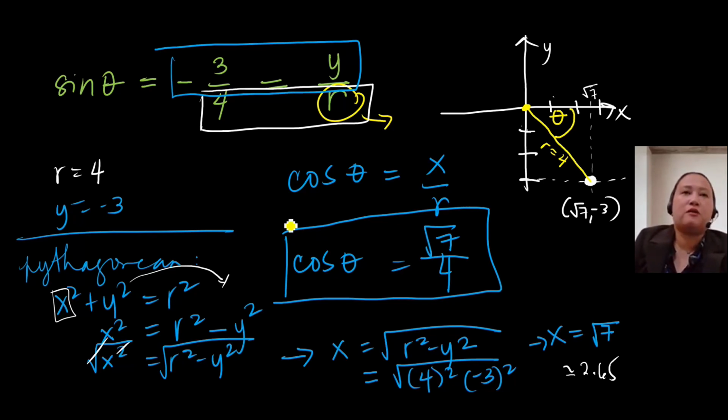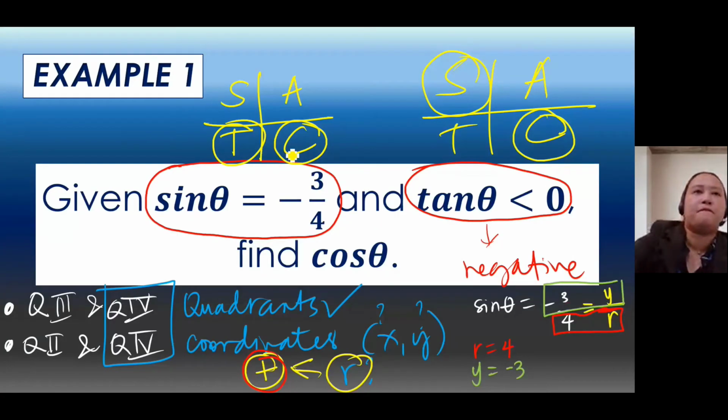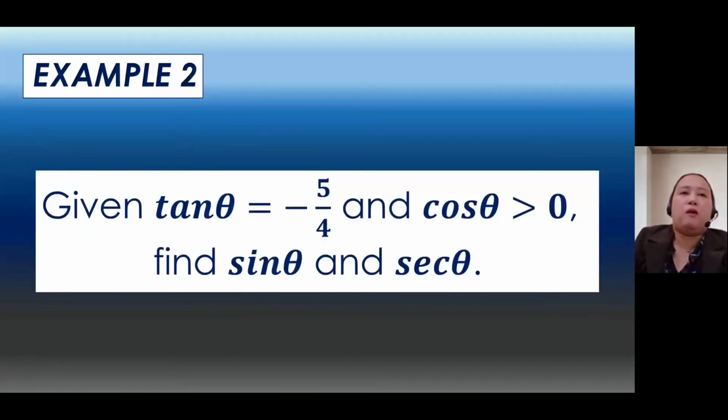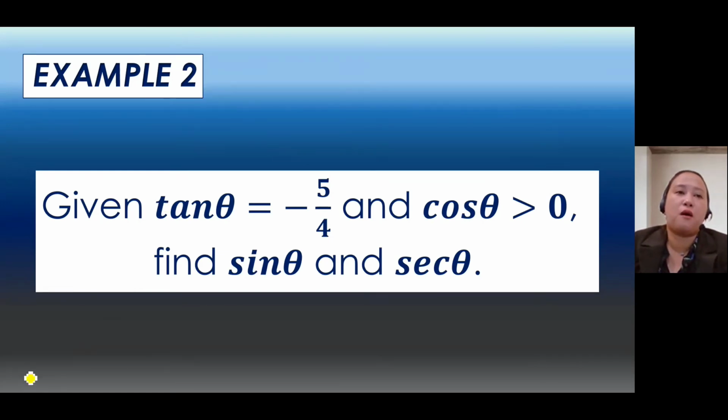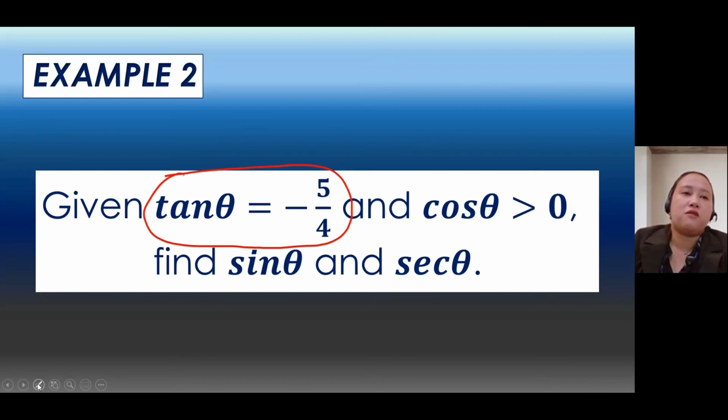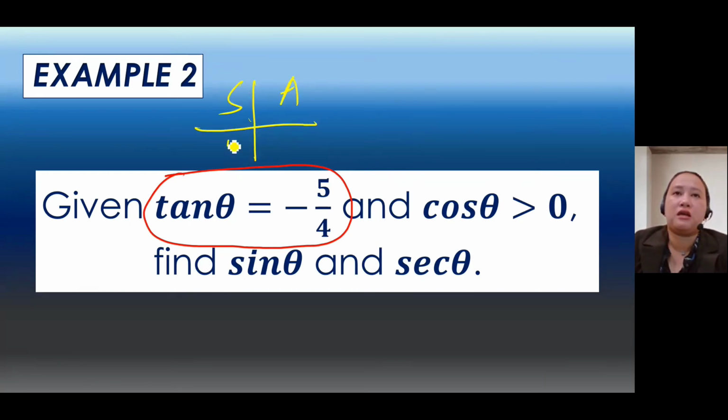next, let us go back to the PowerPoint. On the second example, given tangent theta equals negative 5 over 4 and cosine theta is greater than 0, we're going to find sine theta and secant theta. Okay. So the same thing that we did a while ago. We have two givens here. For the first given, let us consider the ASTC.